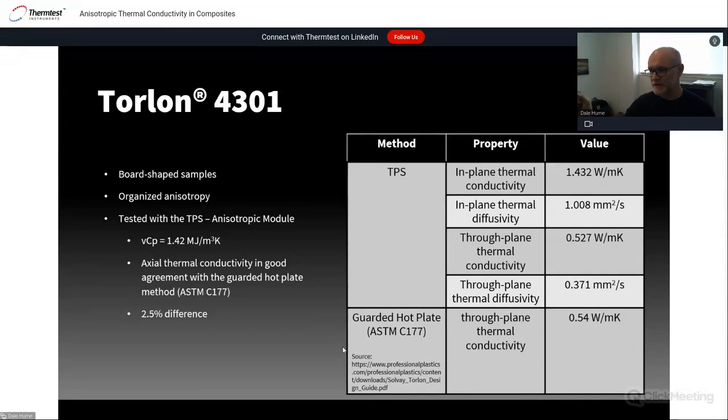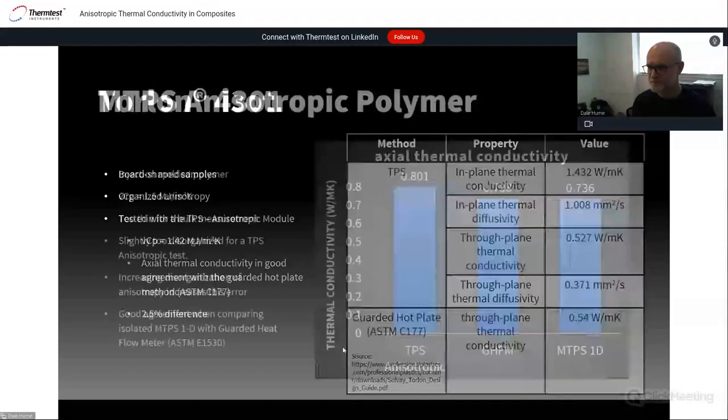And that axial value or through-plane compares well with the spec value or the manufacturer's value, because that ASTM C177 is a steady state measurement where we're measuring through the thickness only. So that's good correlation. And that identifies certainly the performance of the sensor, but more importantly, what we're trying to show with this is when your material is well organized, you can get very good data using the anisotropic module using the absolute version of the MTPS sensor.